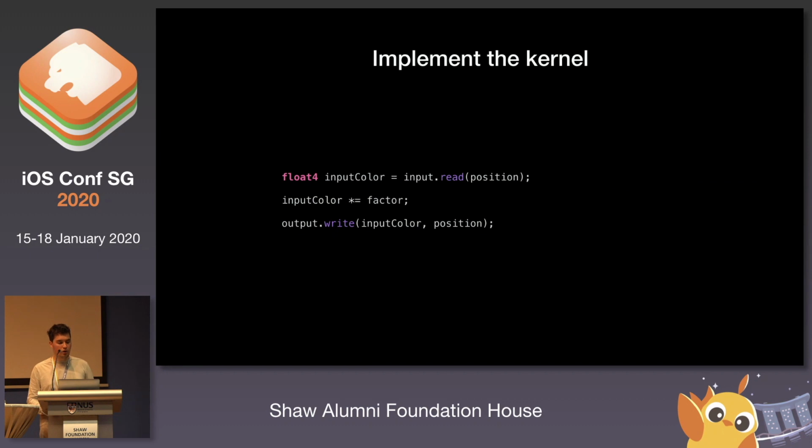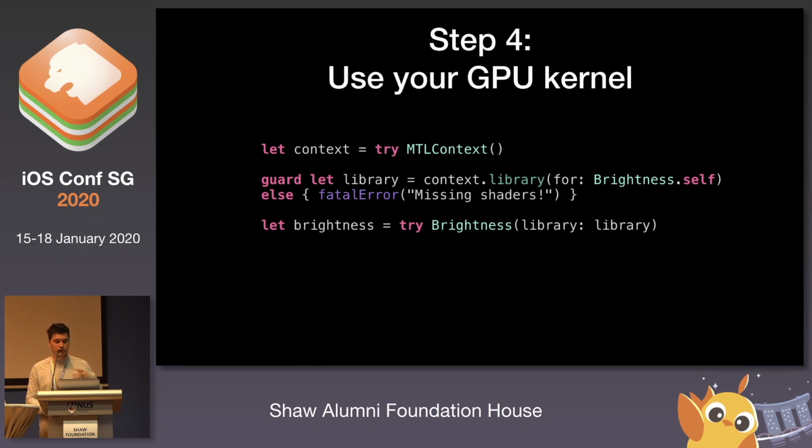Okay, so now we got our shader ready. We actually want to launch it and see what the results are. In order to do that, you have to do very few things. First, you have to do the initialization stage. It consists only of 3 lines of code.